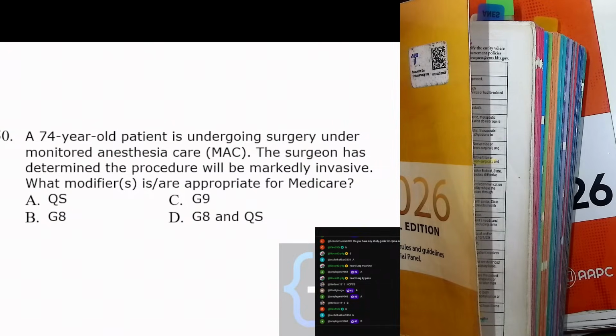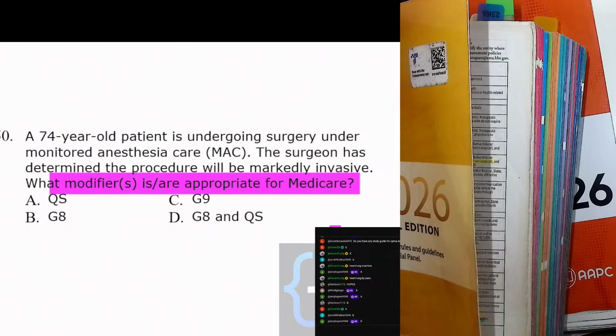But for this question, now that we know where to look for these modifiers at, we're going to look at just the last sentence. What modifier is appropriate for Medicare patient? Ooh, very cool.